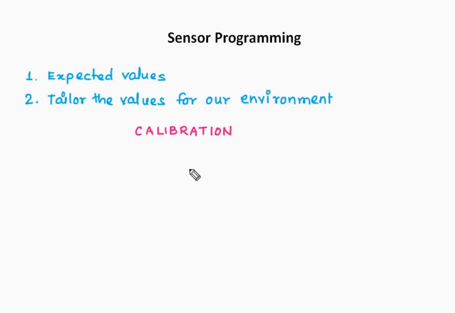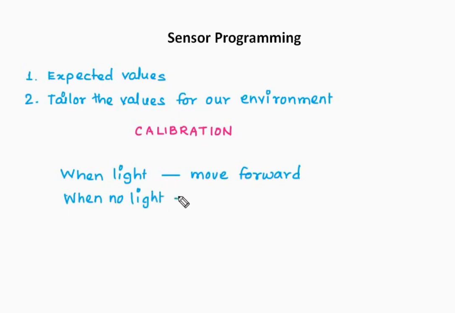What exactly is calibration? For example, let's assume that we are doing a program where when the light sensor senses light, our robot is going to move forward. And when there is no light, it should stop. Now this program I am going to run in my room.